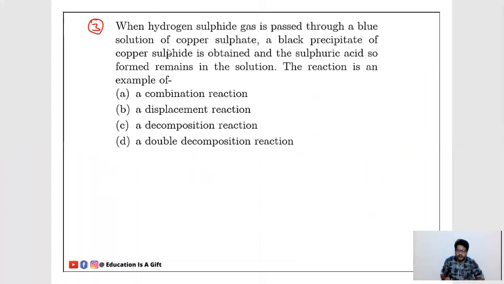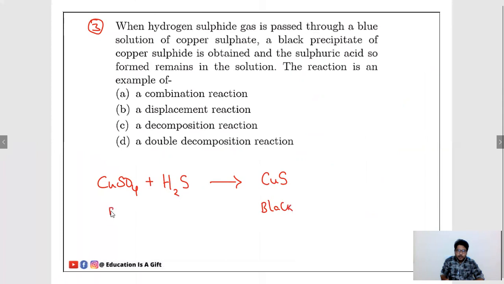To answer this question, we need the equation first. When hydrogen sulfide, H2S gas, is passed through blue solution of copper sulfate, CuSO4. CuSO4 plus H2S gives rise to CuS, copper sulfide. That's it, right? The black precipitate of copper sulfide is formed. This copper sulfide is black, and this one is blue, as they mentioned in the question. And the sulfuric acid so formed, sulfuric acid chemical formula H2SO4.